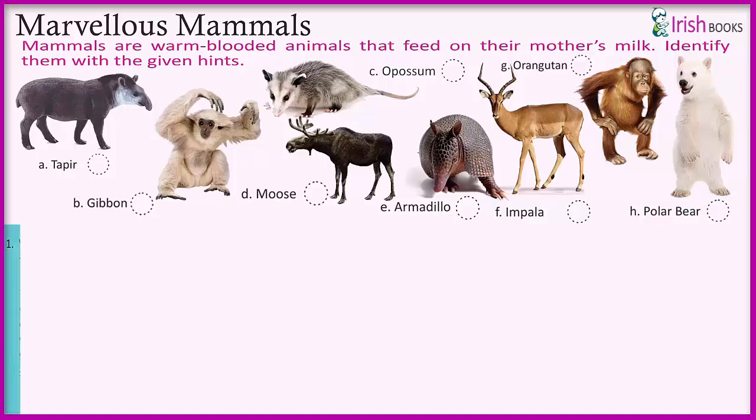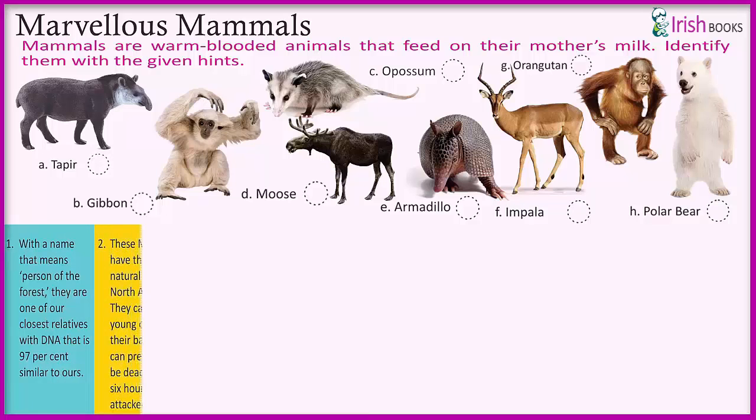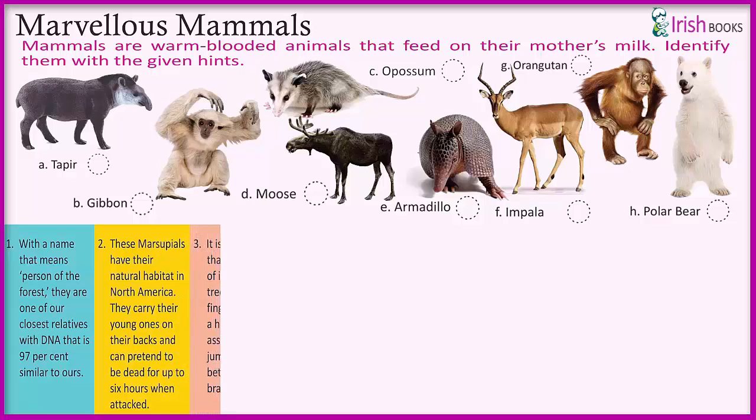1. With a name that means person of the forest, they are one of our closest relatives with DNA that is 97% similar to ours. 2. These marsupials have their natural habitat in North America. They carry their young ones on their backs and can pretend to be dead for up to 6 hours when attacked. 3. It is a small ape that spends most of its life on trees.